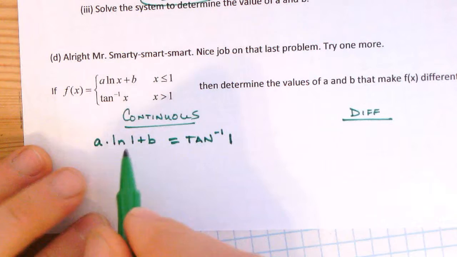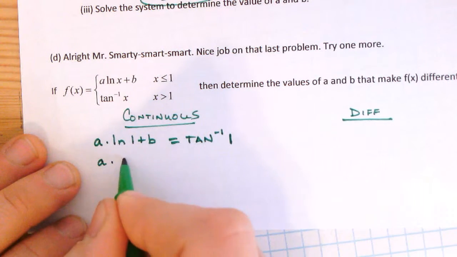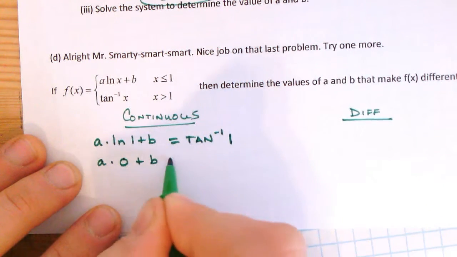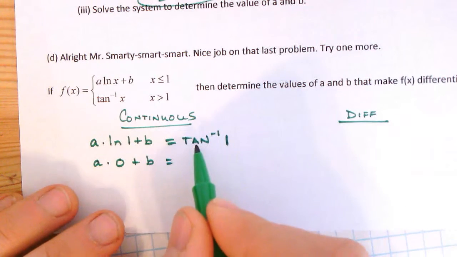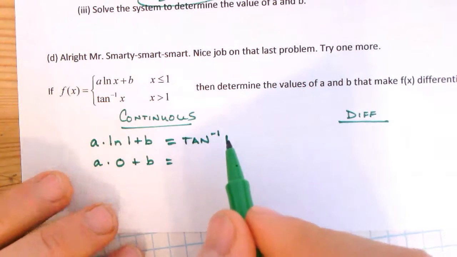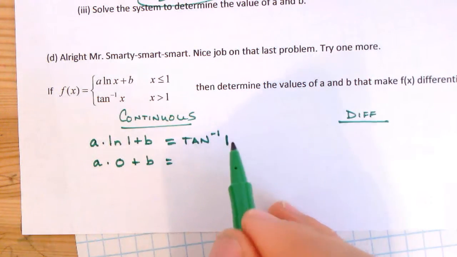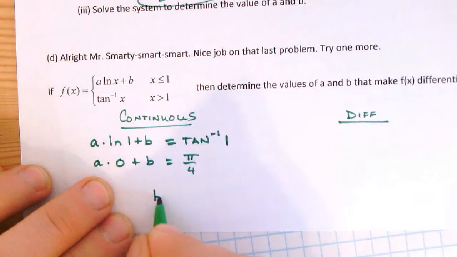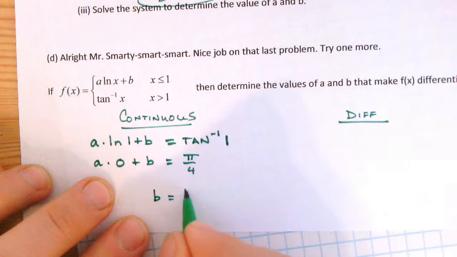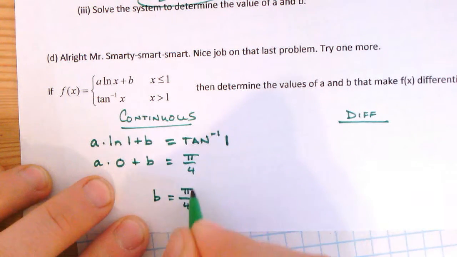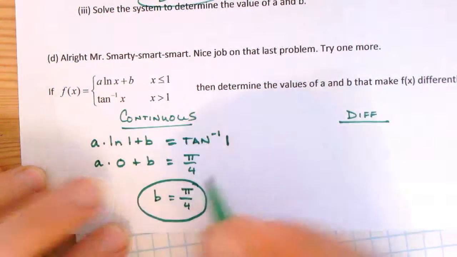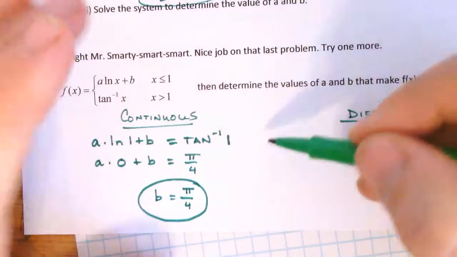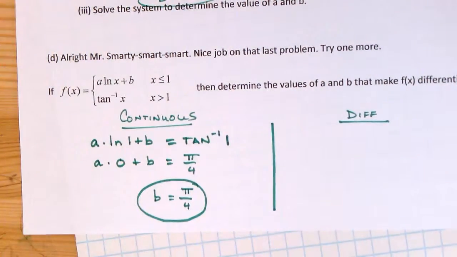The natural log of 1 is 0, so you get a times 0 plus b is equal to the inverse tangent of 1, which means what angle has a tangent ratio of 1, and the answer to that would be pi over 4. So we were able to figure out just from the continuity equation that b is going to have to be pi over 4. We were not able to get a. We're going to get a from the differentiability equation.